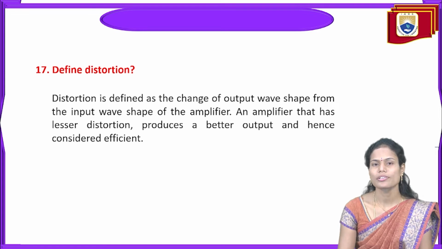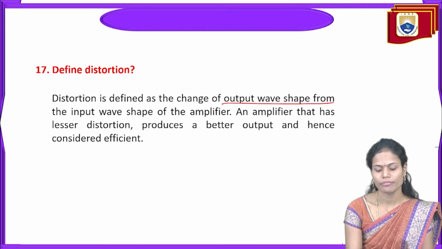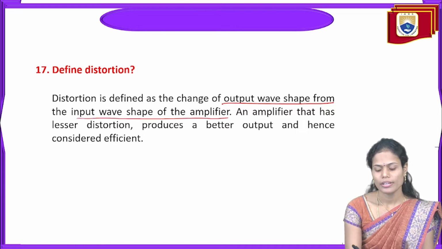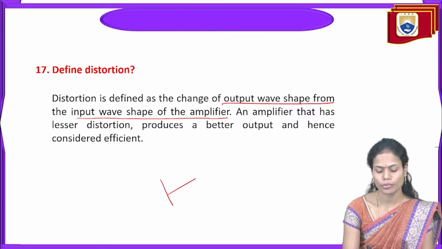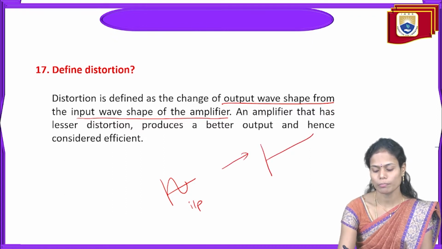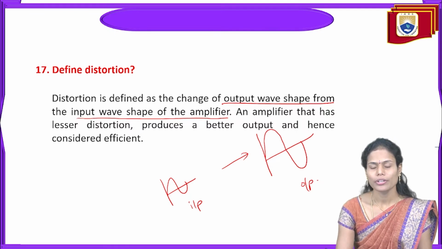So distortion is nothing but change of output wave shape from the input wave shape of the amplifier. Here actually, what is the basic function of the amplifier? What is the signal we are providing across the input of the amplifier? The same signal should appear across the output, but the amplitude of that particular signal should be increased. But the remaining parameters should be same across the output of the amplifier.